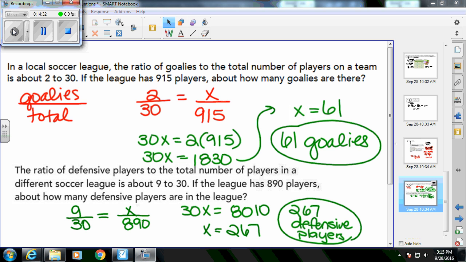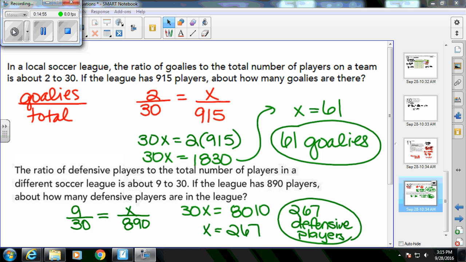I wrote it on my first one. I'm looking at the goalies to the total number of players. 2 goalies for every 30 players. How many goalies is my x over 915 players? I cross multiplied. I divided both sides by 30, and I got x to be 61, so there's 61 goalies.